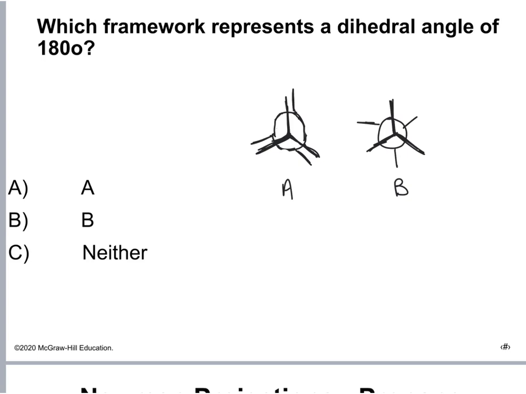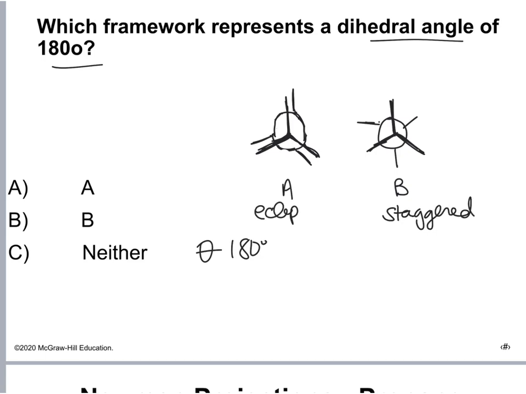Okay, so which framework represents a dihedral angle of 180 degrees? Well, that would be B, right? B is the staggered. This would be eclipsed, so that would be closer to 0. So I would choose B.